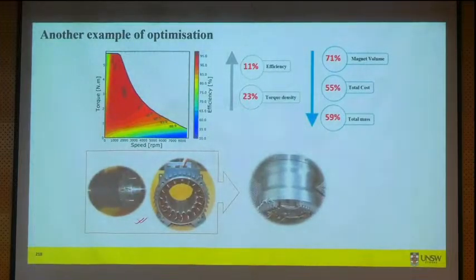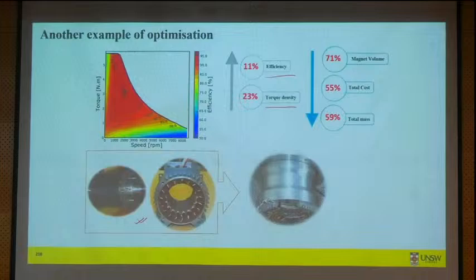And then we passed this design through this optimization routine and found that if we optimize the design, we can increase efficiency by 11%. Okay? We can increase the torque density by 23%, so make it smaller in size-wise. And reduce the volume of the magnet, reduce total cost, reduce total mass. So if we would have used optimization, we would have achieved all this. Okay, but we did not at that time. Later we did, and later we built another machine, which was much smaller. Okay, and cost us less as well.